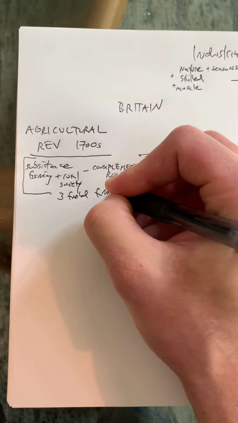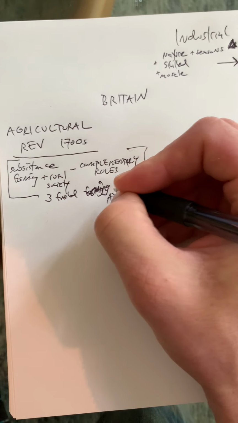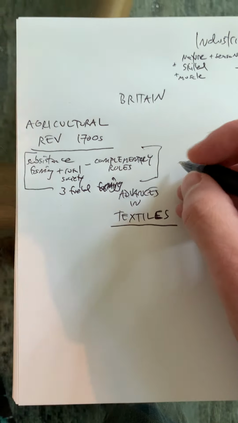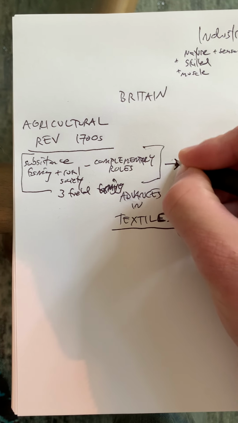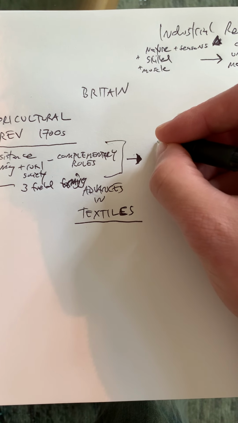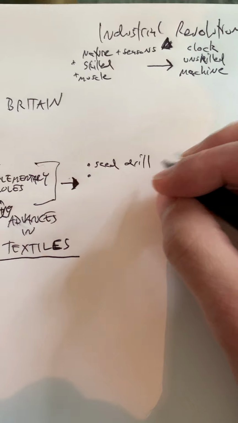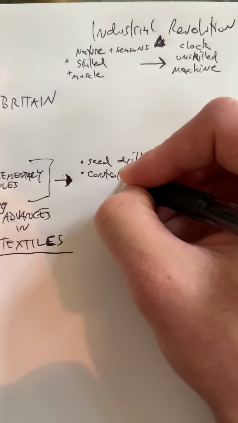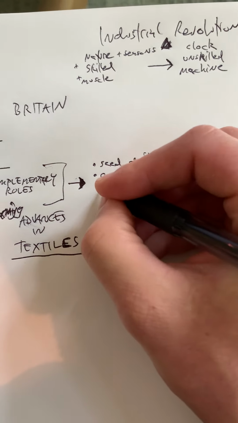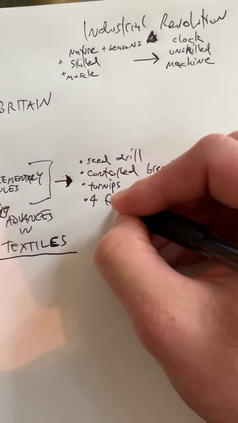3-field farming, and you can think back to the farms of oats and beans and barley, and you had a fallow field, right? Go back over those notes. And the change that happens is there are different advances. One of the advances are in machinery, and so things like Jethro Tull's seed drill. You also have, think about controlled breeding, where you get larger sheep. That was Robert Bakewell. You had Lord Turnip Townsend, turnips, and 4-field crop rotation.